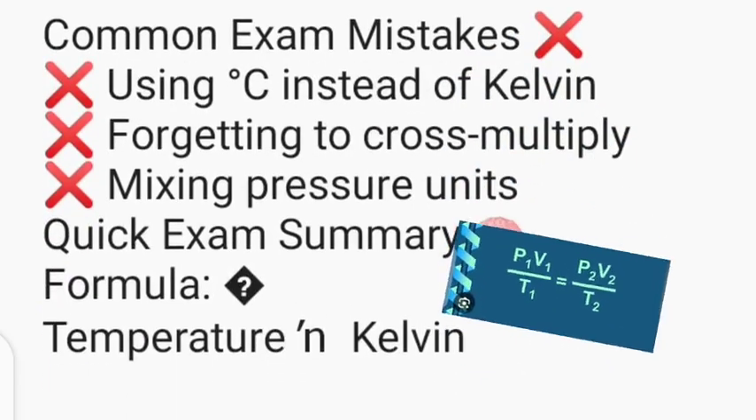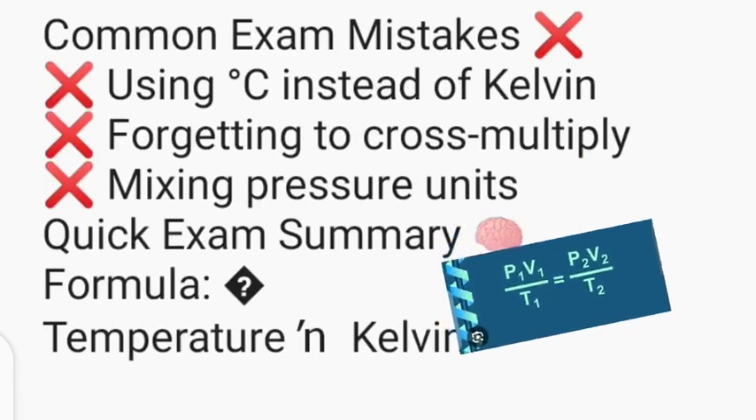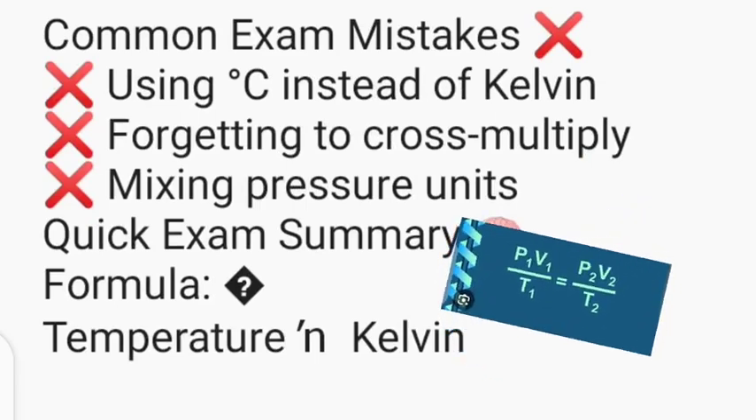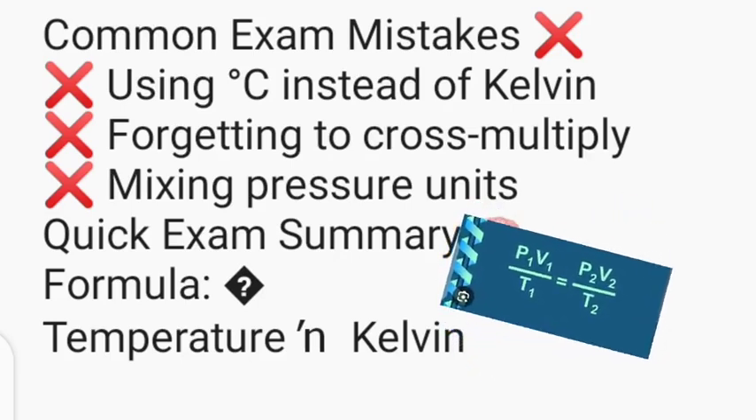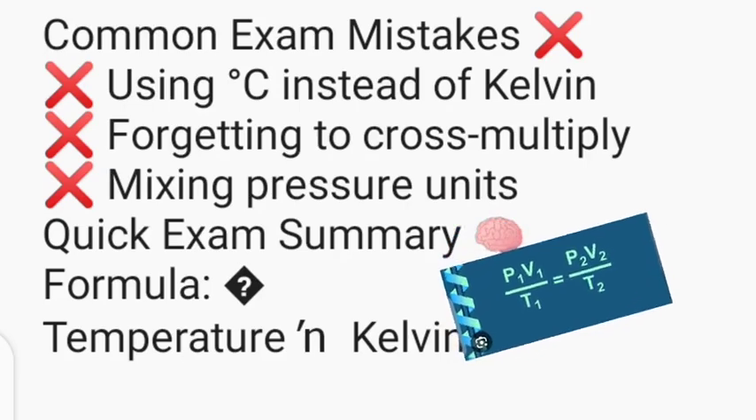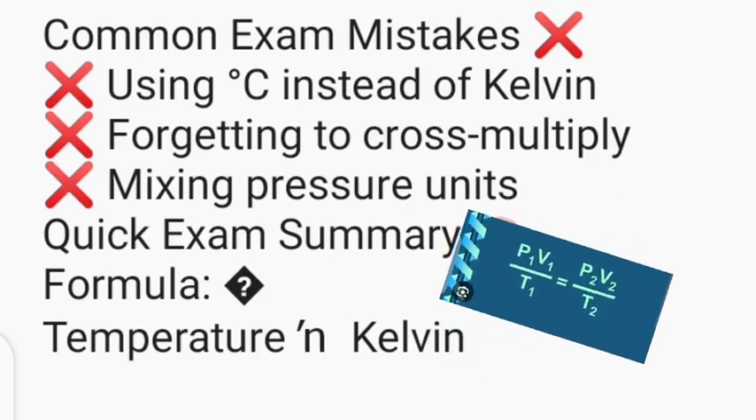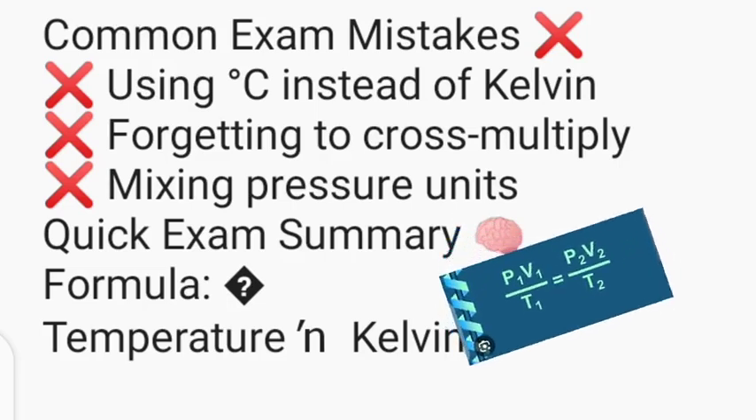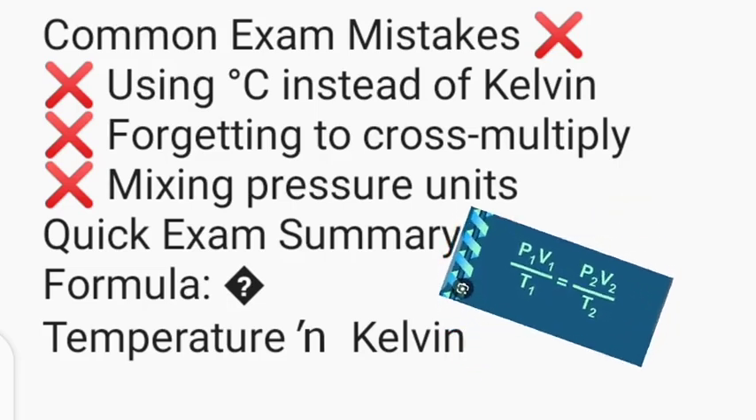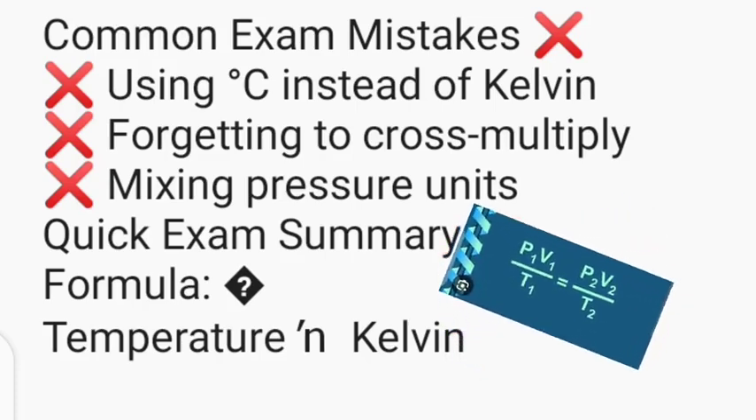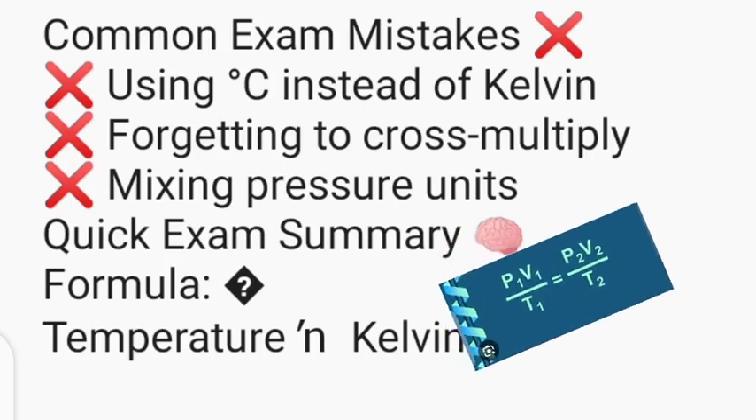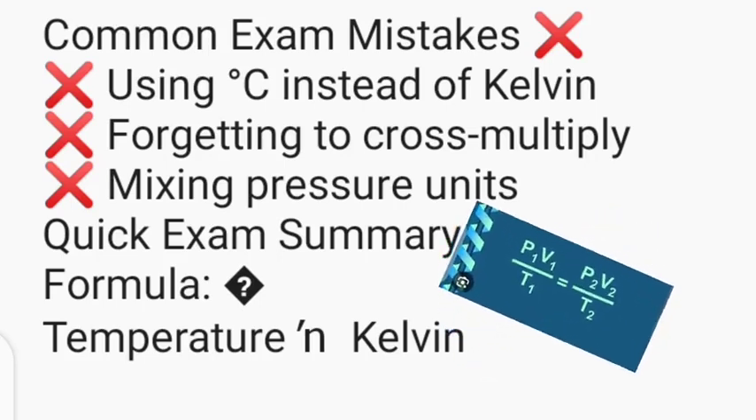Common exam mistakes include using degrees Celsius instead of converting to Kelvin. If you fail to convert to Kelvin, then you won't get the right answer. Then forgetting to cross multiply. You can see we have cross multiplied. Then mixing pressure units. If you are given atm, you have to convert to 760 mmHg. So that is a quick summary of everything.